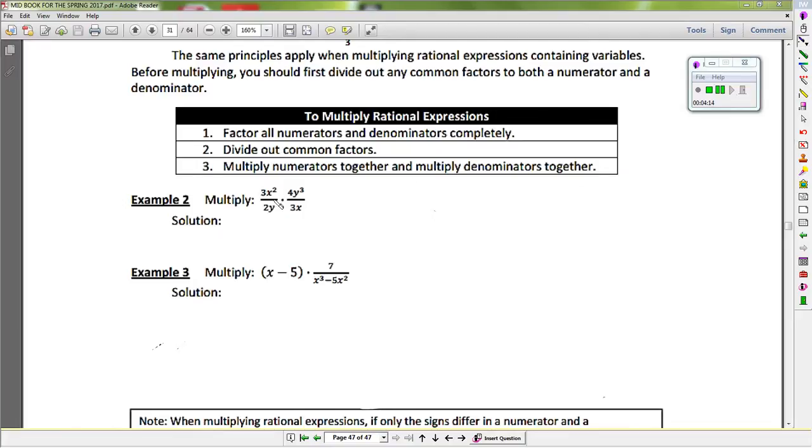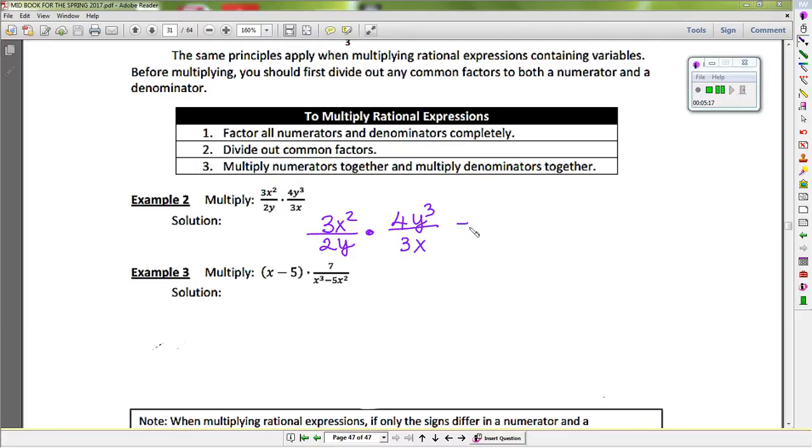So here we want to multiply 3x squared over 2y. This is the first rational expression. Let me write it down bigger so that you can see. So we have 3x squared over 2y times the second rational expression, 4y to the power 3 over 3x. So the first thing I'm going to do is factor the numerator and the denominator.